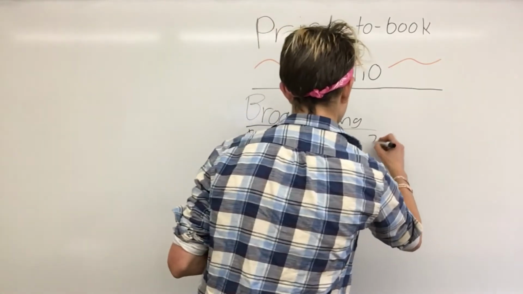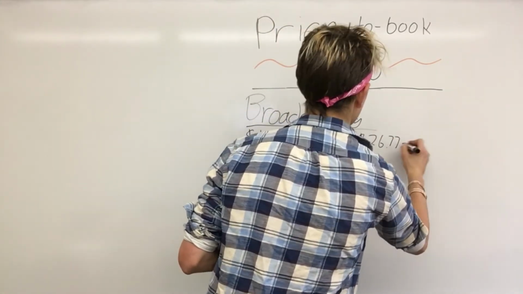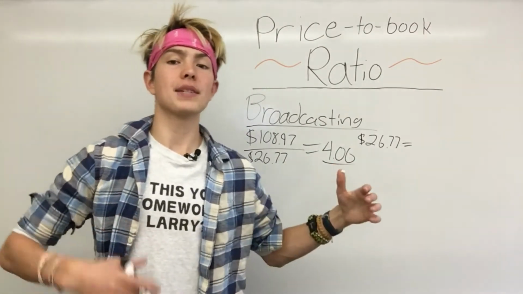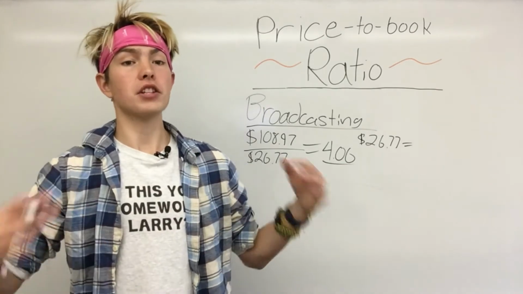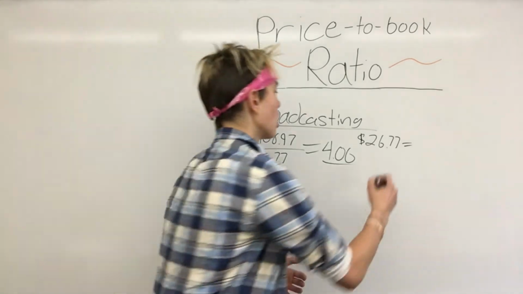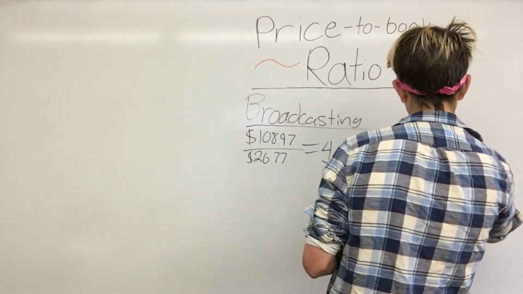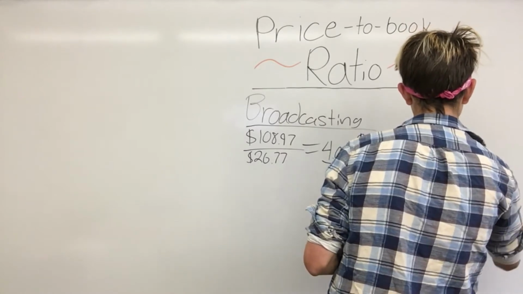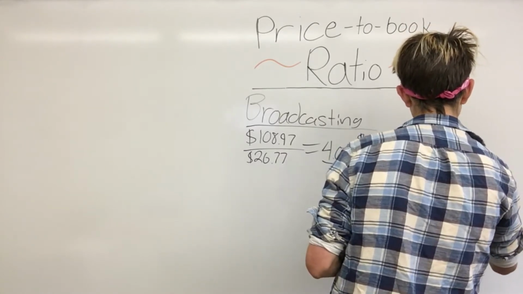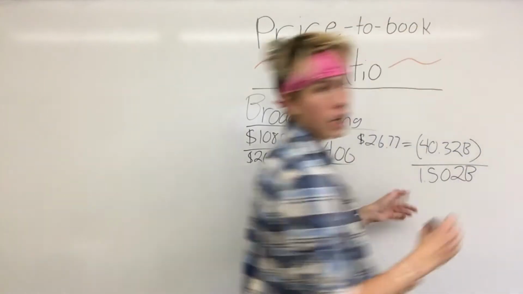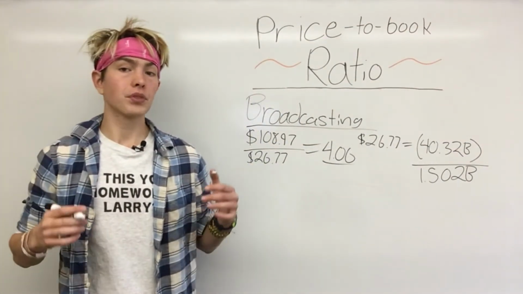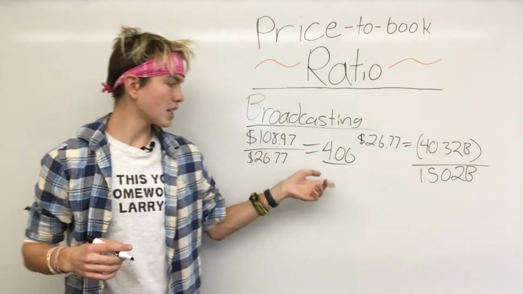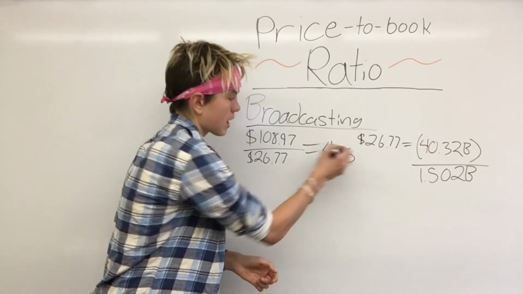So the 26.77 is equal to, remember, the net assets, so the assets minus the liabilities, divided by the total amount of shares outstanding. With Disney, we have about 40.32 billion in net assets divided by 1.502 billion shares outstanding. So that's where we got that 26.77 number. That's our book value per share, and that's how we get our price to book ratio of 4.06.